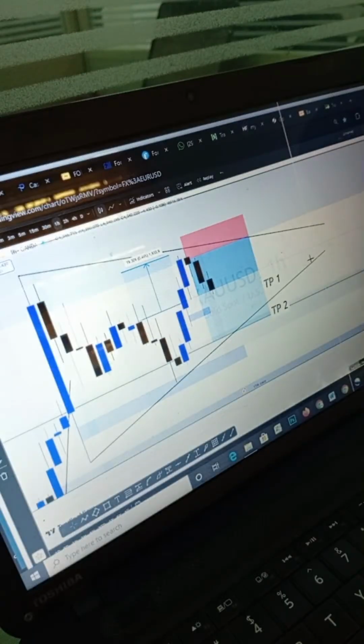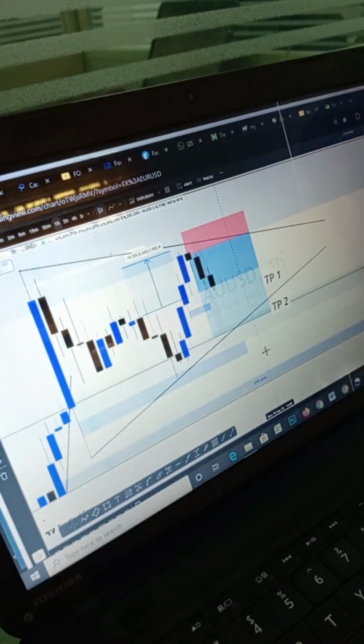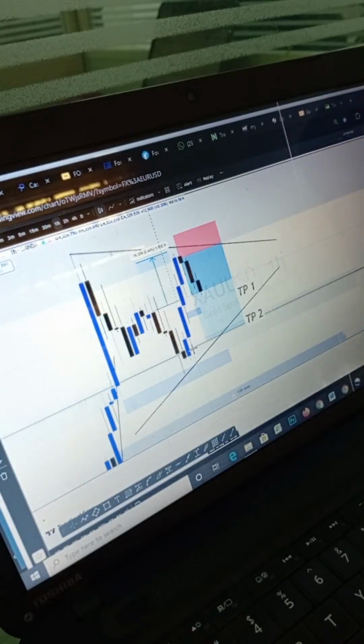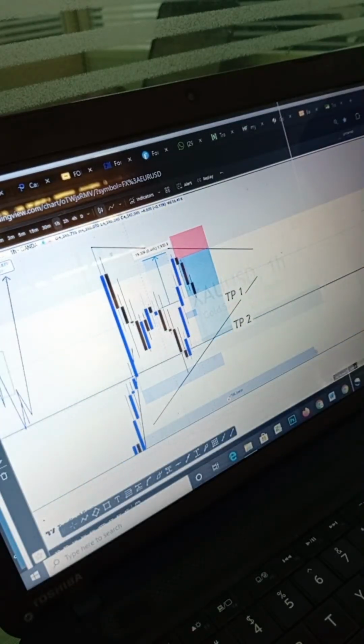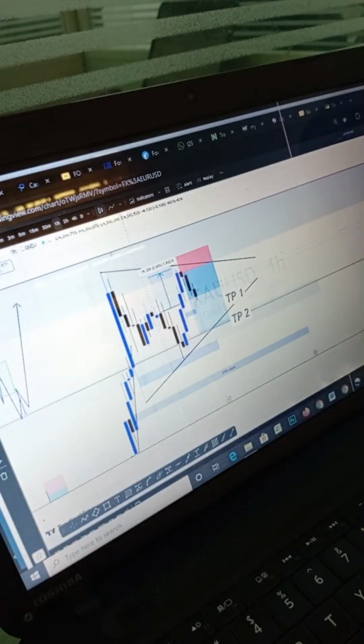So you look out for opportunities that you could take, and then you are able to become profitable.